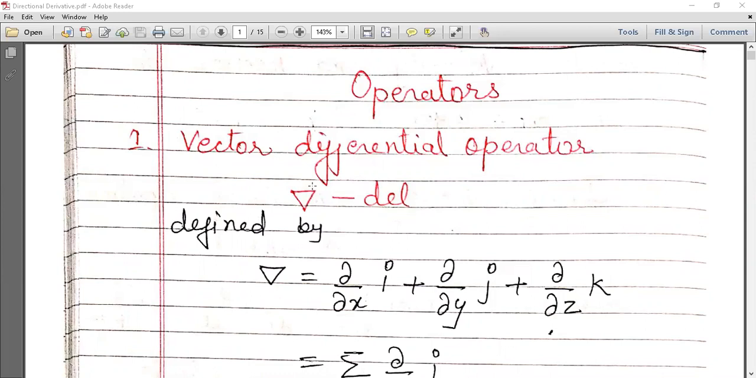The scalar point function we generally denote by phi, and it is a function of x, y and z, representing the function in the x, y, z space. At any point, you can substitute the values of x, y and z.